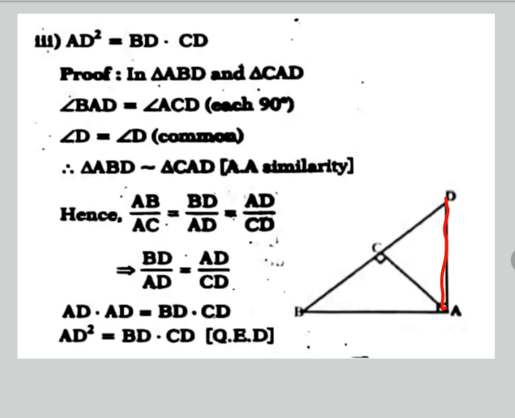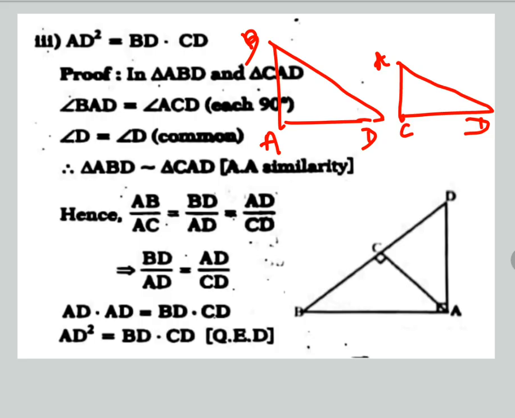AD square is equal to BD into CD. We have to prove that. And this is ABD triangle and CAD triangle we need to take. Now observe these two figures. ABD is a right angle triangle. This one BAD is right angle triangle.